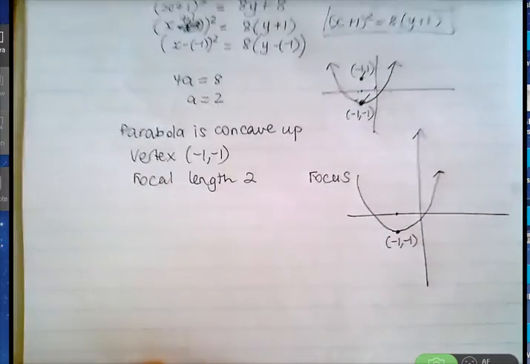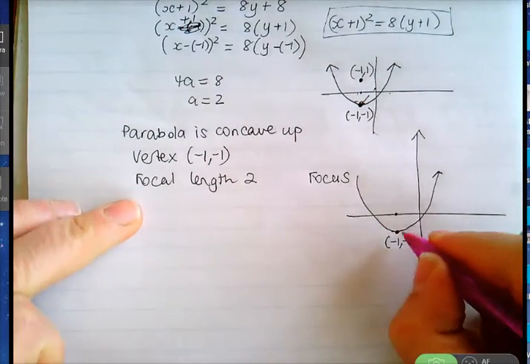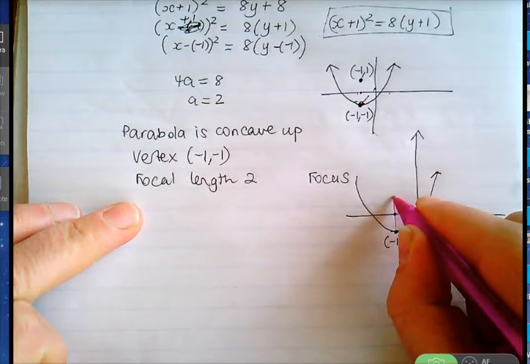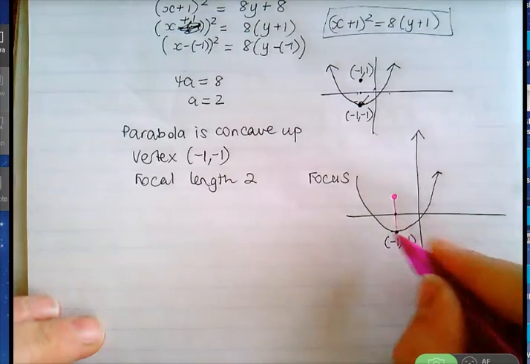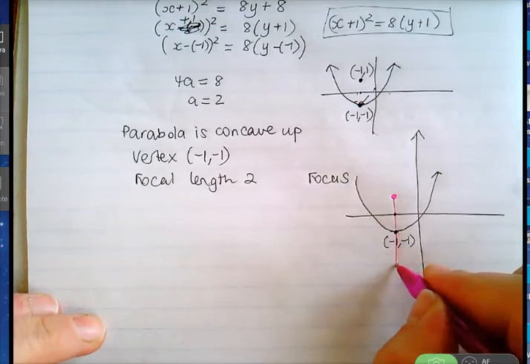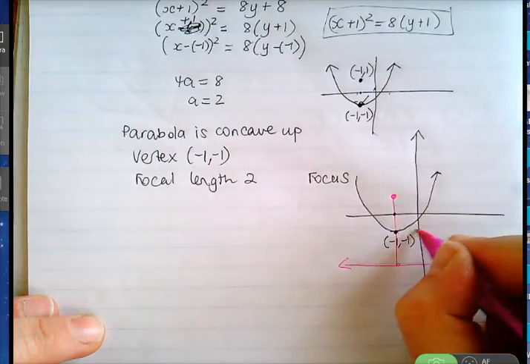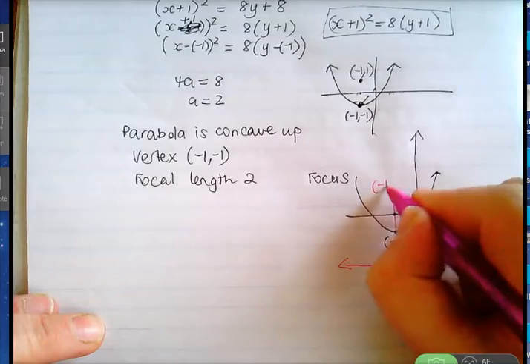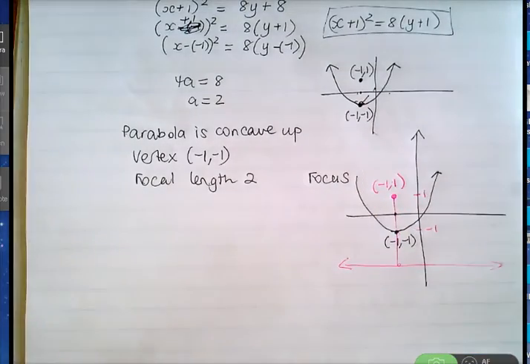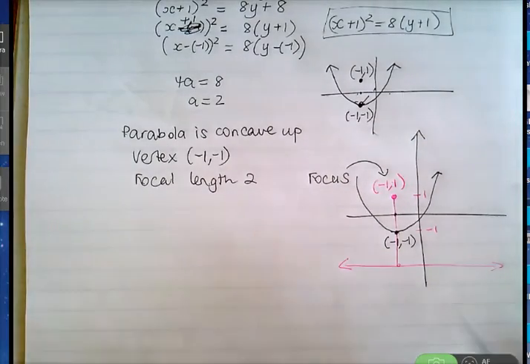Okay? I need another colour. I've got it. Now, because the focal length is 2, then we go up 2 units to the focus. You know how from the vertex you go up so many units for the focus, and then you go down so many units for the directrix? So this point down here has a y value of -1, up here you've got a y value of +1. So it's the point -1, 1. So the focus is the point -1, 1.